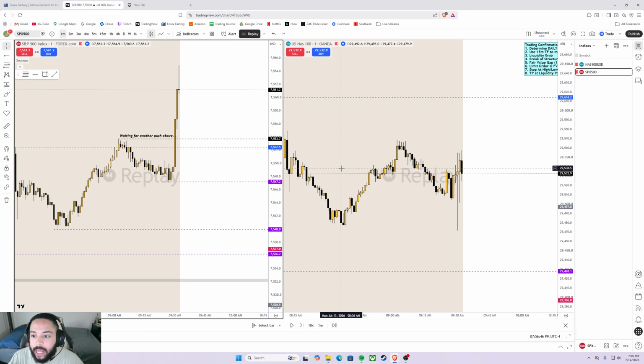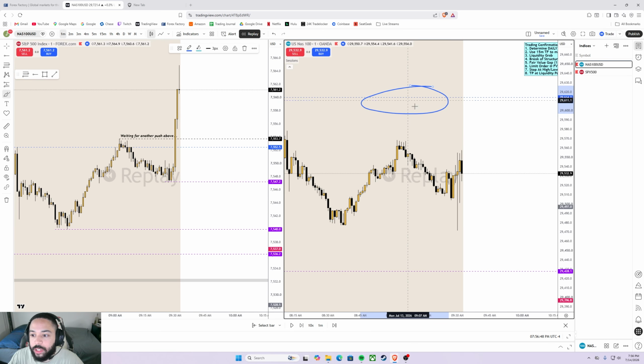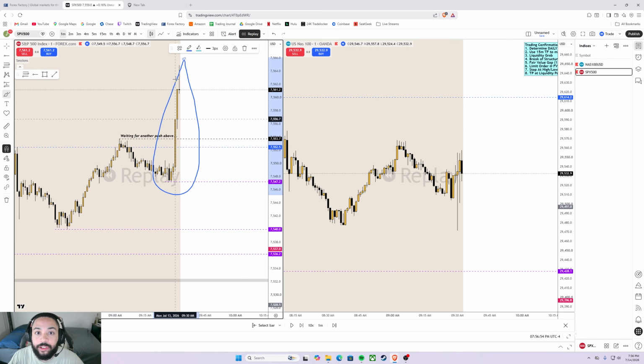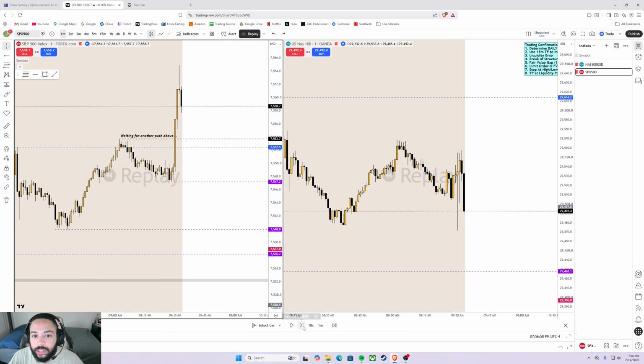Now you're looking with Nas, right? Of course, Nas is still nowhere near the point of interest, and Nas is still wicking a lot, and it doesn't even have any sense of direction. Whereas you see S&P is very certain as far as what it wants to do and where it wants to go, right? So let's continue watching.